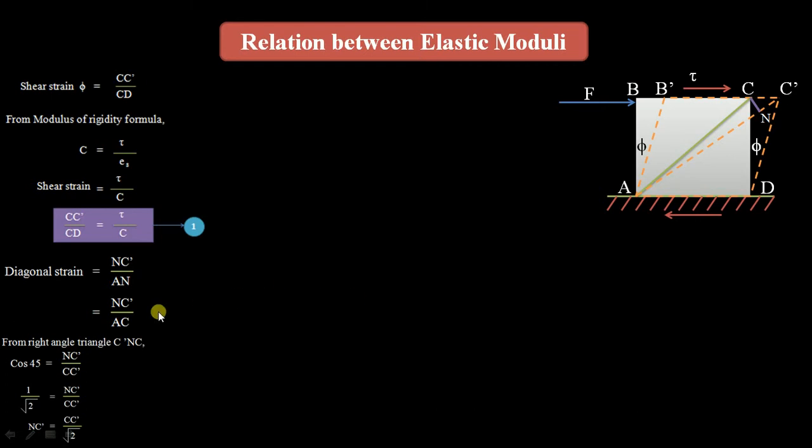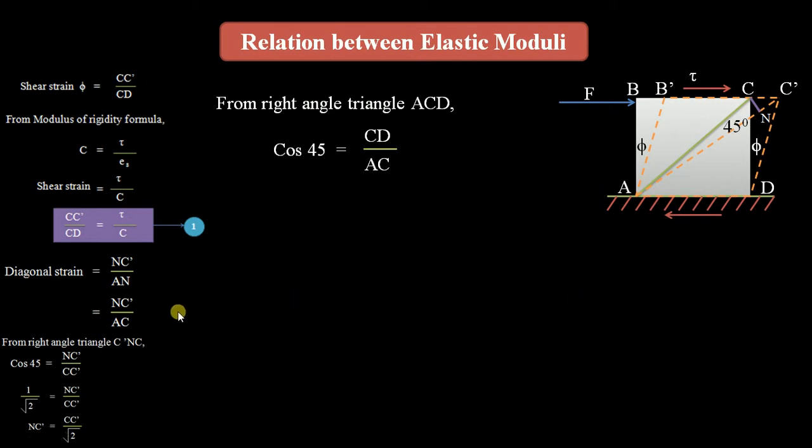Next, we go for finding the AC. For finding AC, we need to consider the right angle triangle ACD, or ADC, because the right angle is at D. In this triangle, cos 45 is equal to, again, adjacent side divided by hypotenuse. The adjacent side is CD and the hypotenuse is AC. So here we have to find AC.